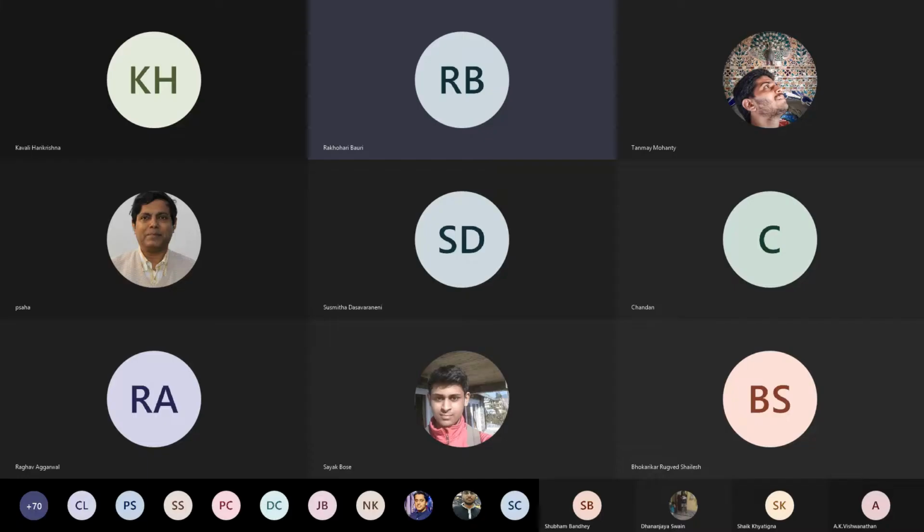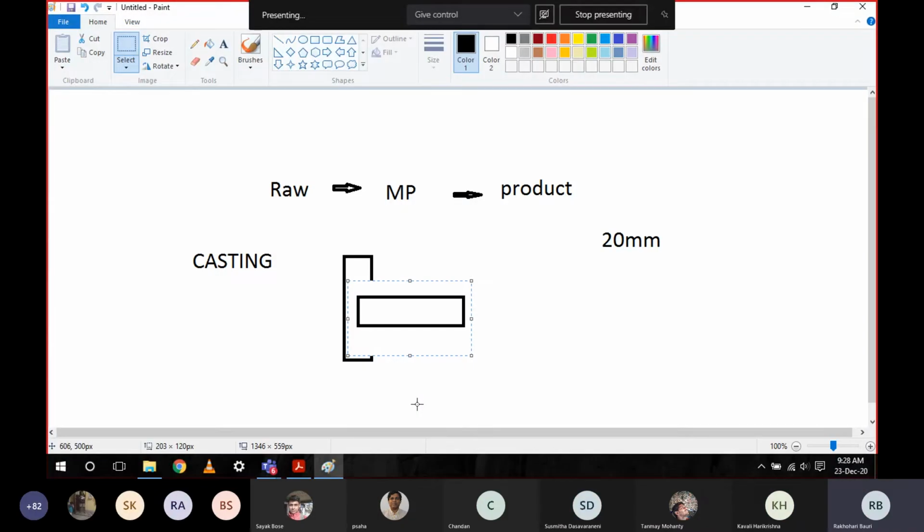Structure like this, then you can do two things. For making this structure, you can just melt the whole structure and make a T kind of cavity and pour that liquid metal. This is one kind of process.